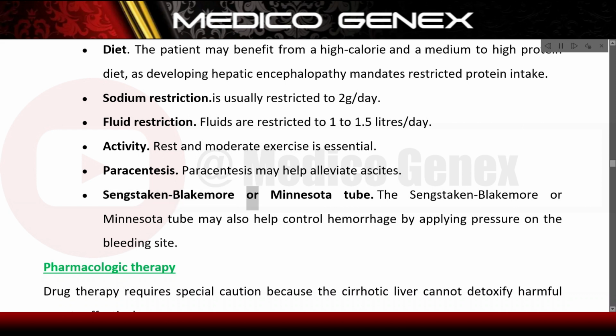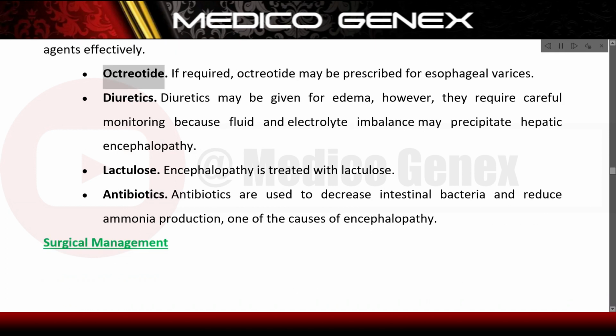Sengstaken-Blakemore or Minnesota tube. The Sengstaken-Blakemore or Minnesota tube may also help control hemorrhage by applying pressure on the bleeding site. Pharmacologic therapy. Drug therapy requires special caution because the cirrhotic liver cannot detoxify harmful agents effectively. Octreotide. If required, octreotide may be prescribed for esophageal varices.